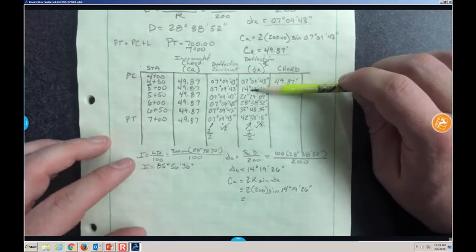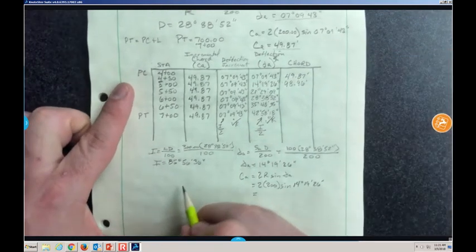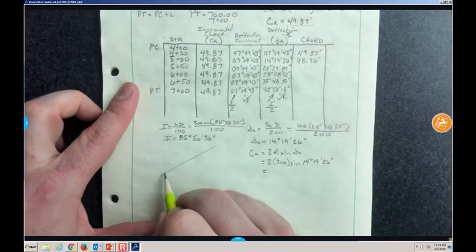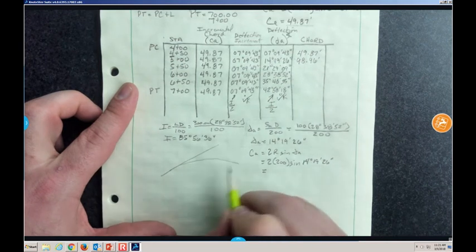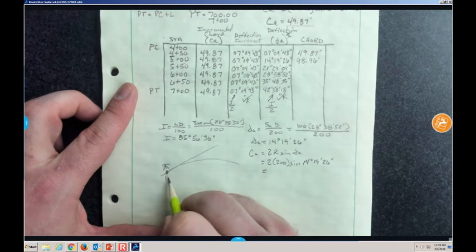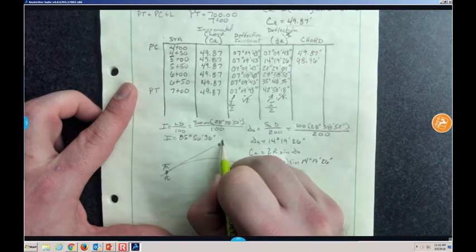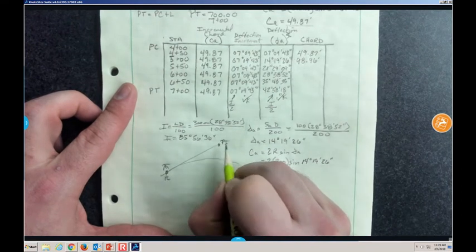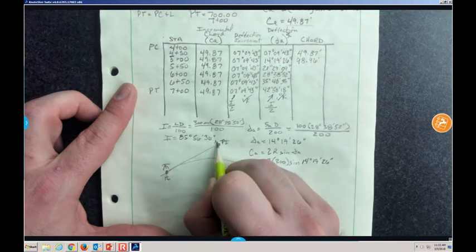Okay, so what that means is if I'm sitting at the PC here, I'll draw it out here. So say our curve looks like this. I'm sitting at the PC right here where my total station is set up, and my PT is out here, or PI I mean, PI is out here, and I'm backsighting my PI. Okay?